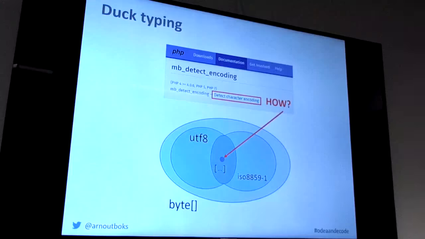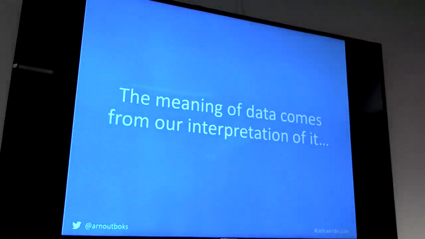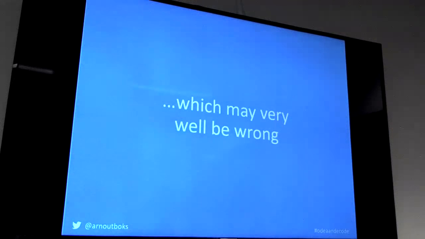So remember, the meaning of data always comes from our own interpretation of it. And our own interpretation of that may be very well wrong. Or well, wrong, at least not how we intended it. So what can we do to solve this problem?